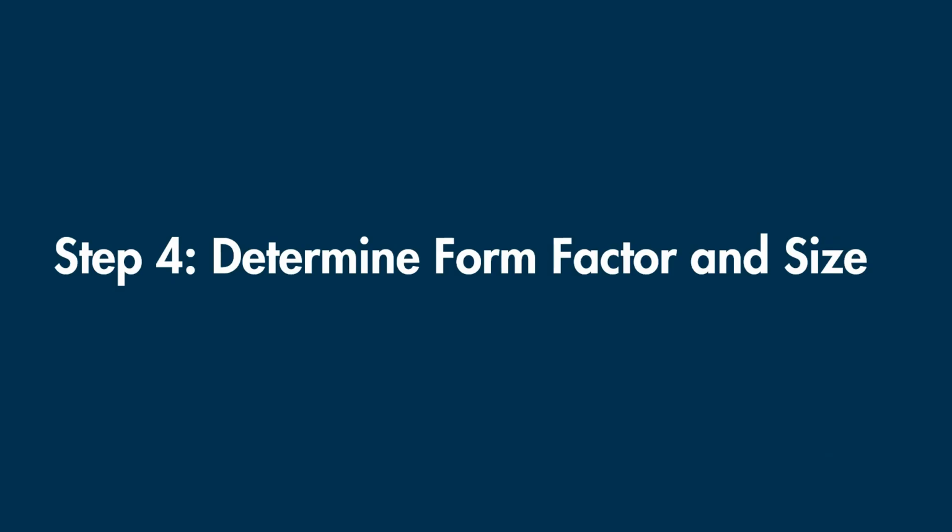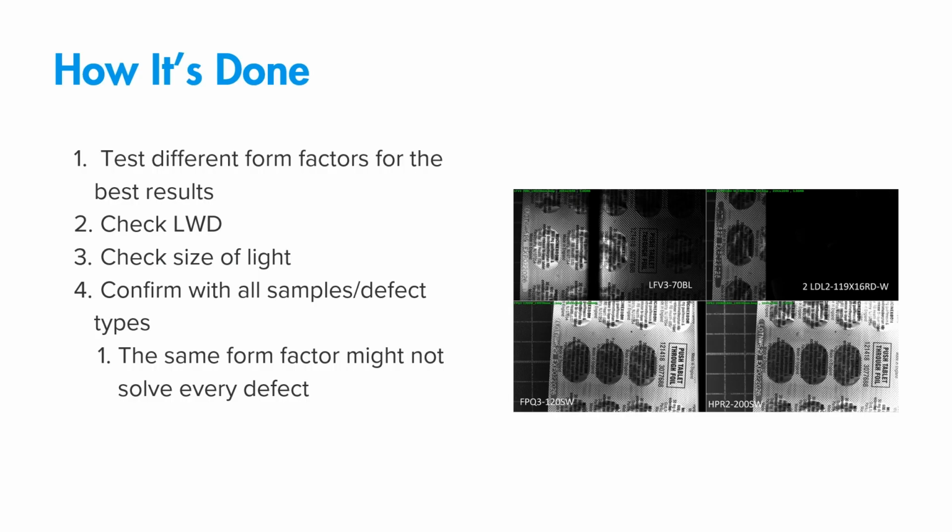So once we've decided, okay, I did my testing, I did my HPR2, I've decided a bright field image is my best direction. Now it's time to determine the best form factor and the best size. So of my bright field form factor lights, which one will work best for my application? And this is done by just testing all the form factors. In this scenario where we're looking at the embossed text, a low angle solution turned out to be best.